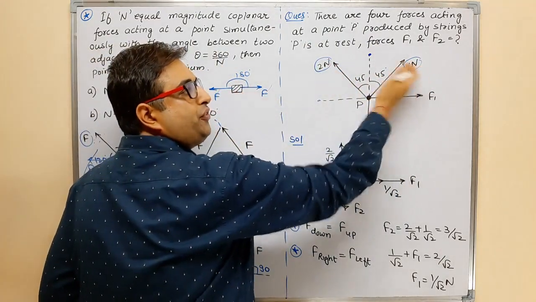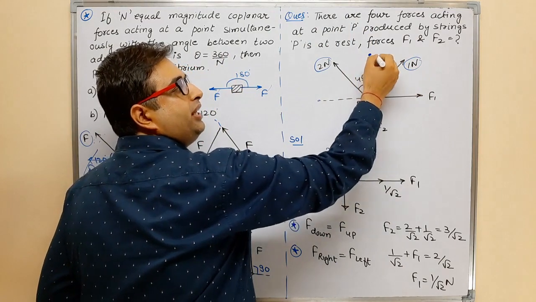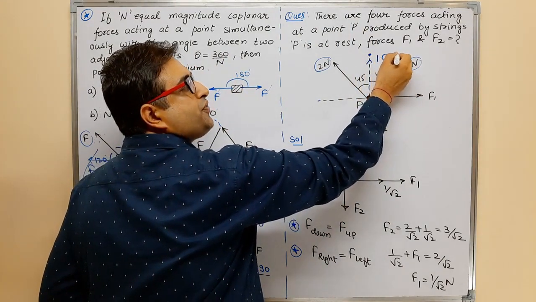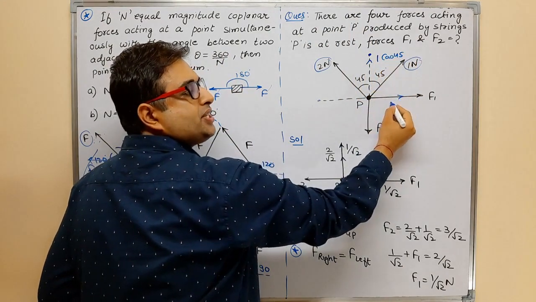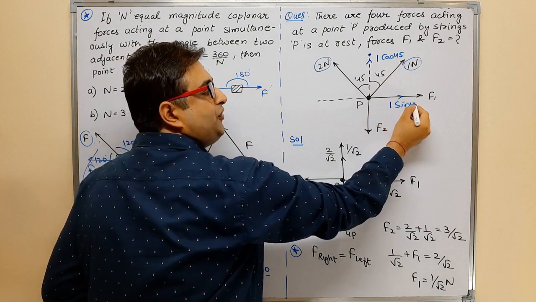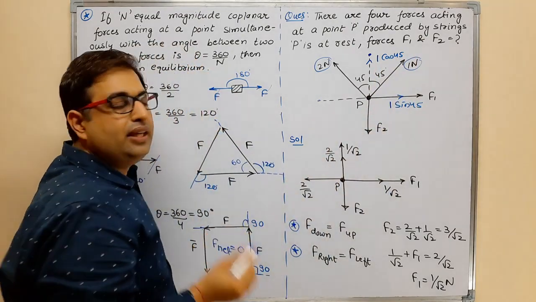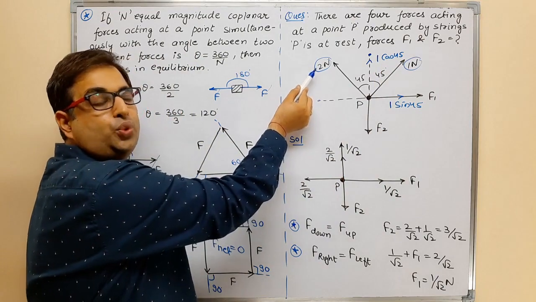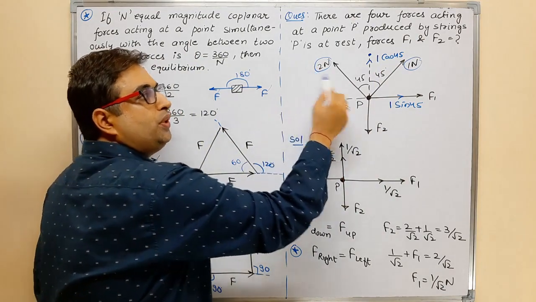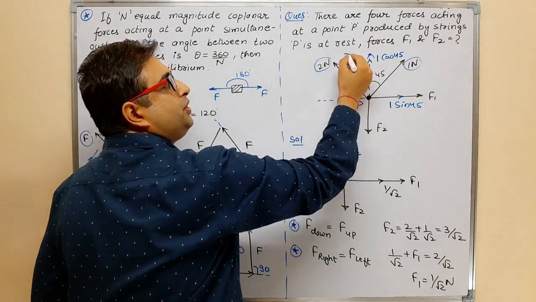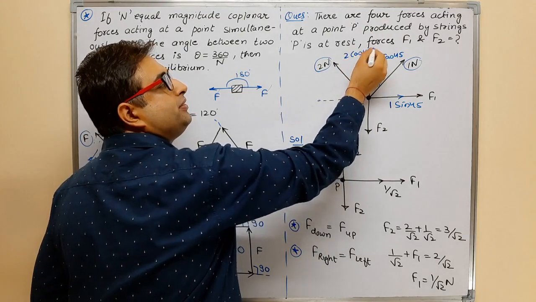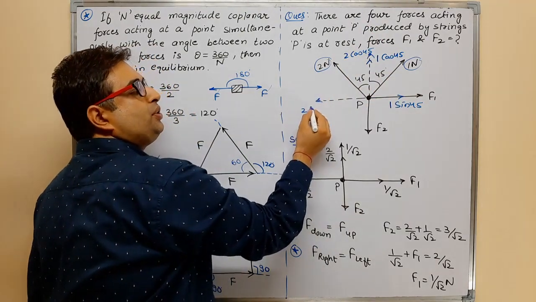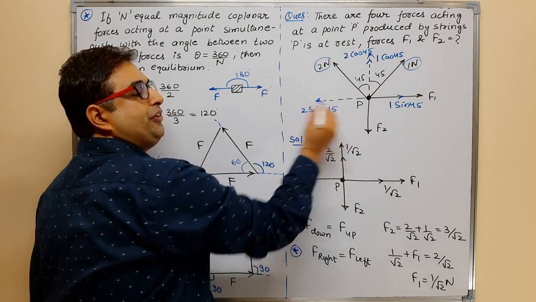What is the component of 1 Newton in this direction? It is 1 cos 45. And in this direction 1 sin 45. Right? Now let us divide the component of 2. The component of 2 along this direction is 2 cos 45. In this direction 2 sin 45.